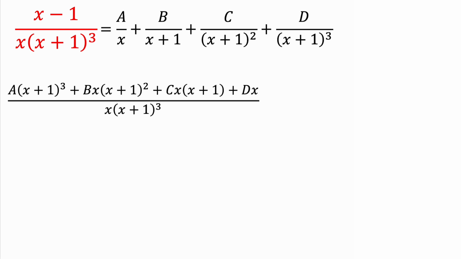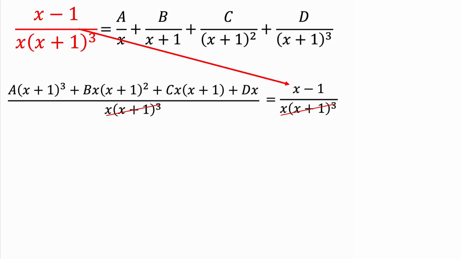I will not fully expand that here. The left numerator must be equal to the right numerator. The left numerator is x minus 1, and the right numerator is the expression we have. These must be equal to each other. One way is for me to expand the x plus 1 cubed terms.